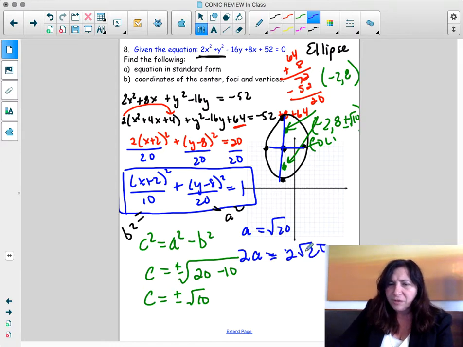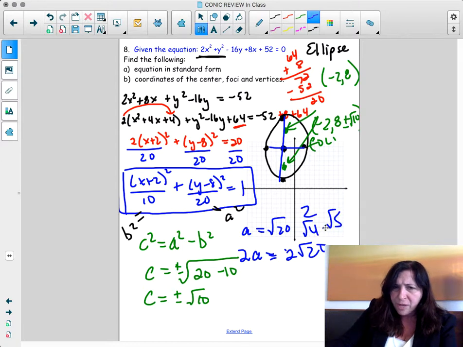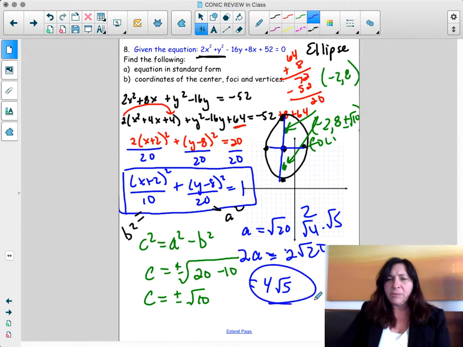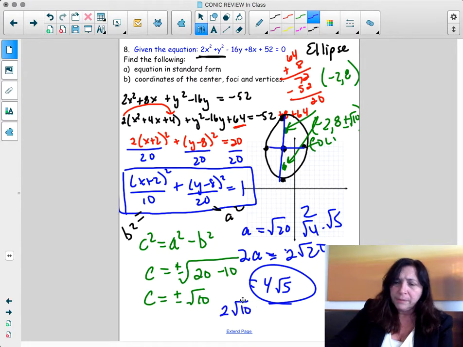But you can simplify that. Root 20 is root 4 times root 5, which is 2 root 5. So times 2, that's going to be 4 root 5. And so that would be the length of the major axis. And then the length of the minor axis would just be 2 times root 10.